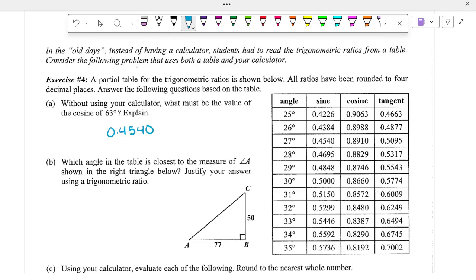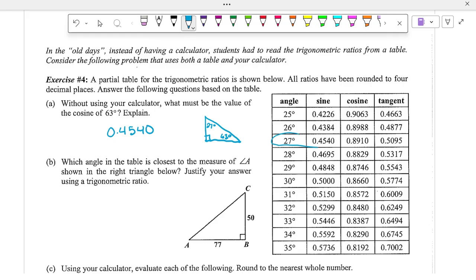Now, let's say that you didn't have your yellow table in front of you and you just had the table that they gave you. We know that it's based off of a right triangle, and one of the angles has to be 63. Now, that means the other angle has to be what? 27. Now, why is that important? Why do you think that's important?